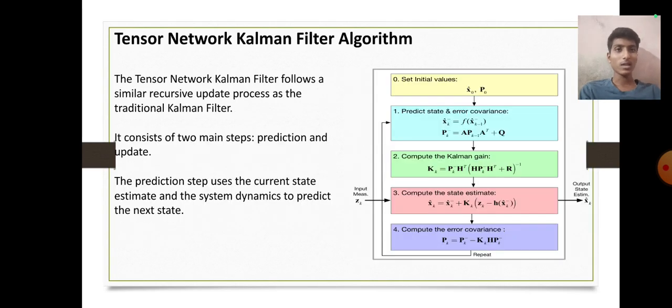Tensor network Kalman filter algorithm. The tensor network Kalman filter follows a similar recursive adaptive process as the traditional Kalman filter. It consists of two main steps: prediction and update. The prediction step uses the current state estimate and the system dynamics to predict the next state.